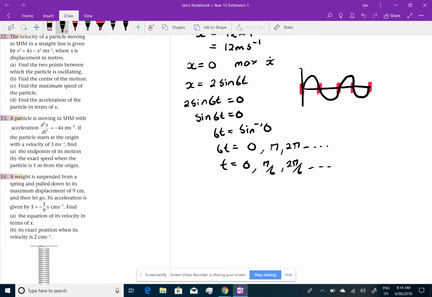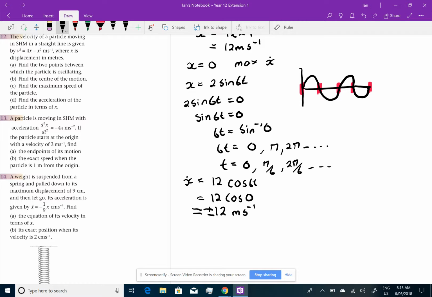Now I have a value for t. I can put that back into the equation for velocity, v equals 12 cos 6t. And if I put 0 in, 12 cos of 6 times 0 is 0, and cos of 0 is 1. 12 meters per second. But that's only if I put the first one in. If I put the second one in, I would have got minus 1. So the velocity is plus or minus 12 metres per second.